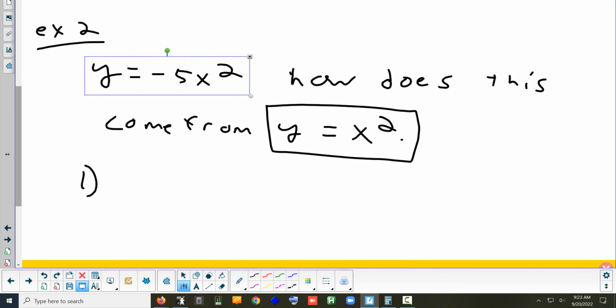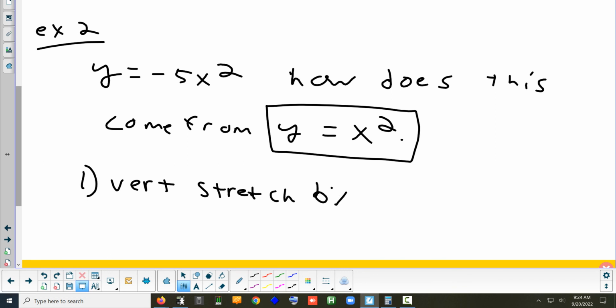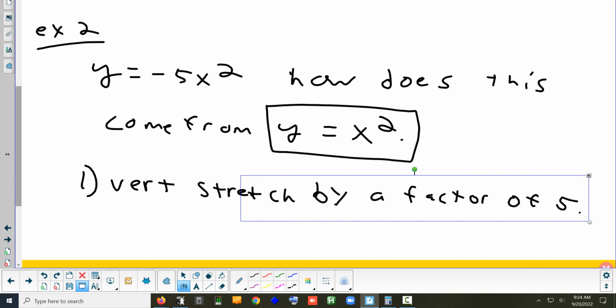The first one has to do with the 5. And I gave you guys a sentence on how you say it, and I left the blank. So we're going to use that sentence. Don't worry about the negative right now. That's step two. But step one just has to do with the 5. Max? So the vertical stretch by the factor of 5. Yep. So vertical stretch by a factor of 5. There's always two things you have to say when you describe a transformation. What it is and how much it is. What is it? It's a vertical stretch. How much? Factor of 5.